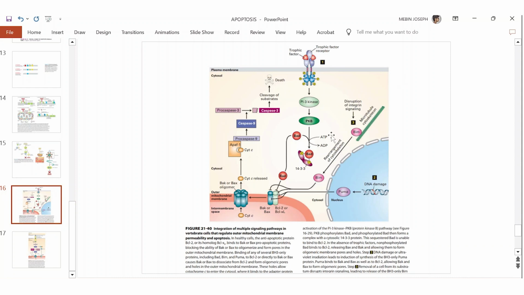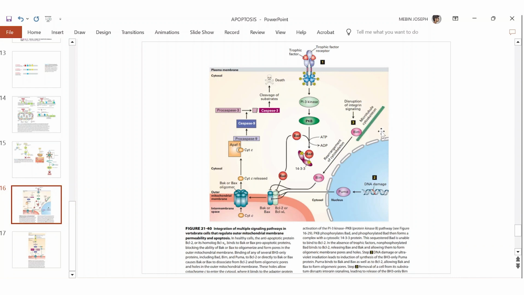So that is about our intrinsic pathway of apoptosis, where the death stimuli is generated within that cell only. So we saw three scenarios where growth factor was missing. That is also an apoptotic stimuli.